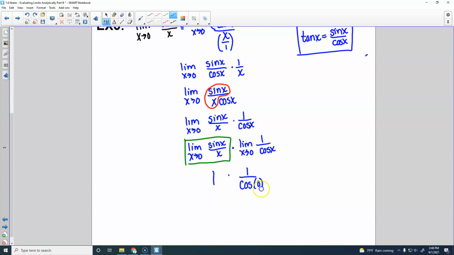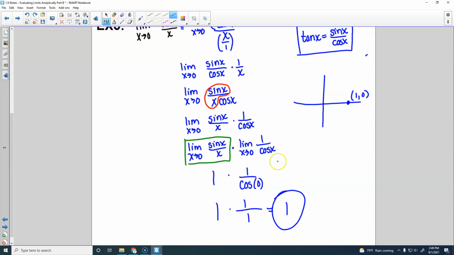I'm going to plug in 0. What is cosine of 0? It's not 0. On that unit circle, that's right here. Coordinates are 1, 0. The x coordinate is your cosine, right? It's 1. And that's okay to have, right? So you're not getting 0 over 0 or even undefined right here. So we get 1. We just did direct substitution right here.